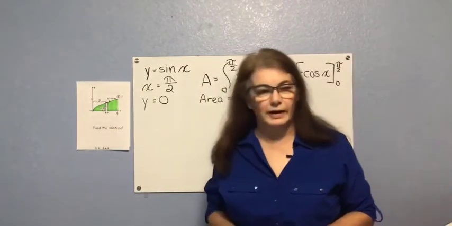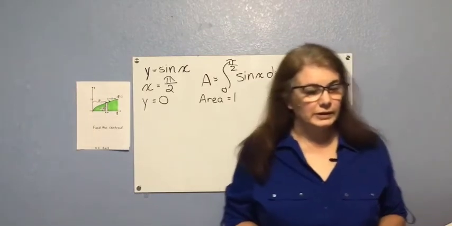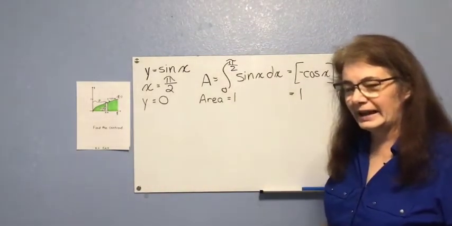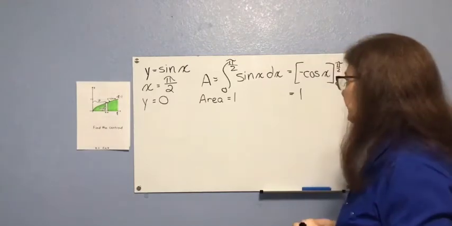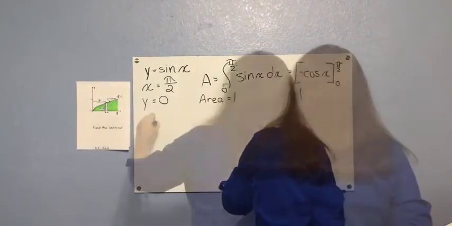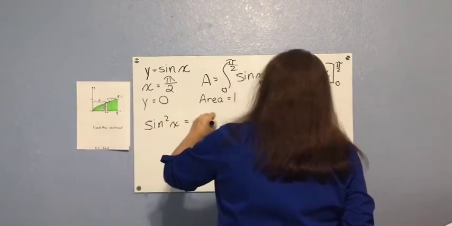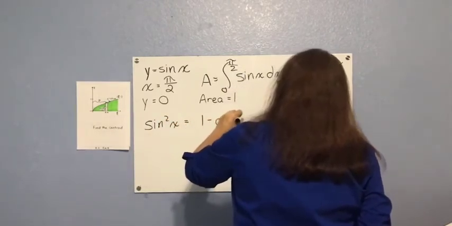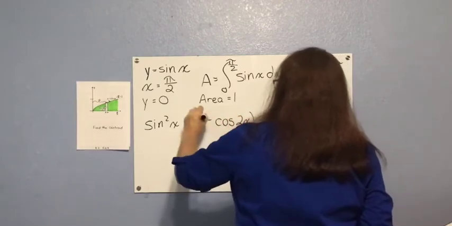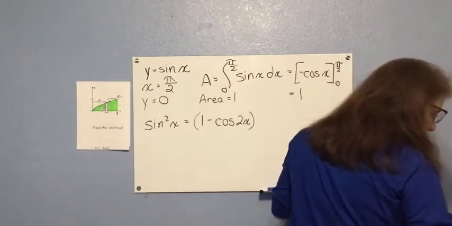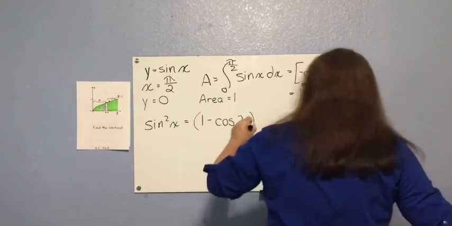Now we need to find the position of the centroid. Now we're going to use a trig identity to rewrite sine x. Sine squared x is equal to 1 minus cosine 2x divided by 2.